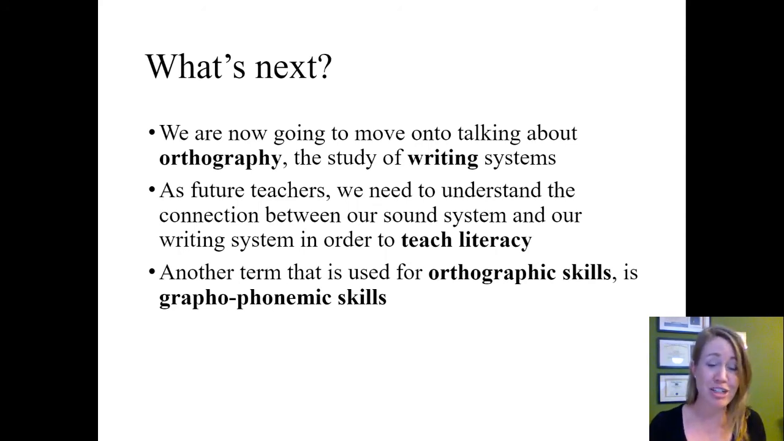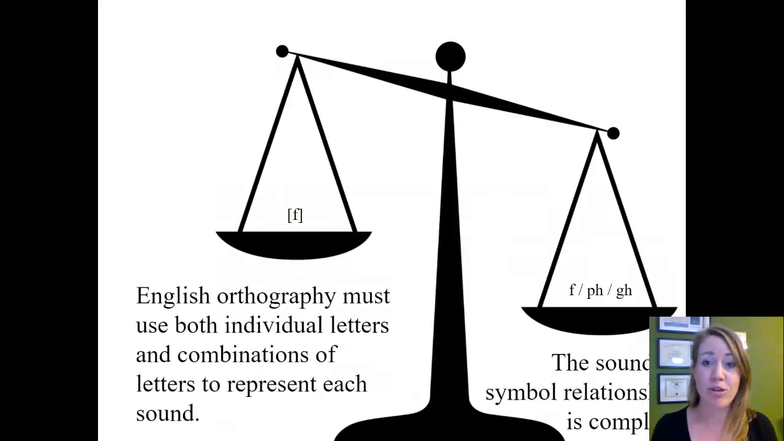So we've talked about phonology, which is the sound systems, and we're going to move into orthography, which has to do with the writing systems. As future teachers, we need to understand the connection between sound and writing in order to teach literacy. Another term for orthographic skills is graphophonemic skills. And you saw me use this term in the last lecture. So you're linguists, so you can think about what those terms mean. Phonemics means sound, graph means writing, okay? So when we say graphophonemic skills, we're talking about spelling, sound skills, and how we use those together. And so we want to develop our students' orthographic skills.